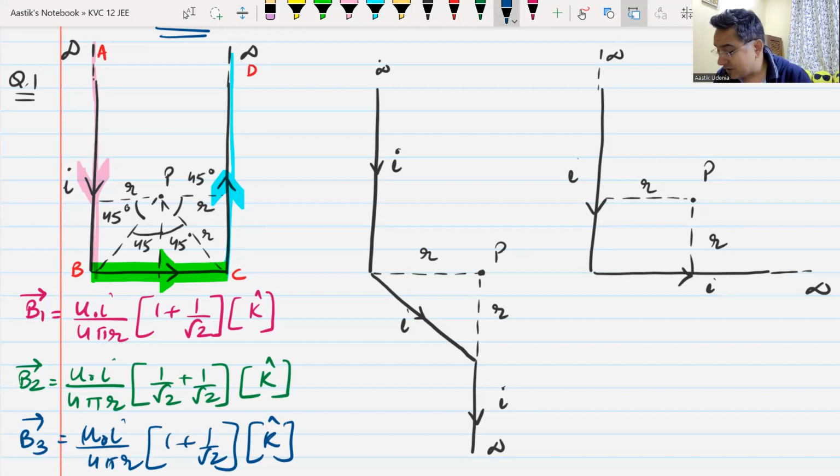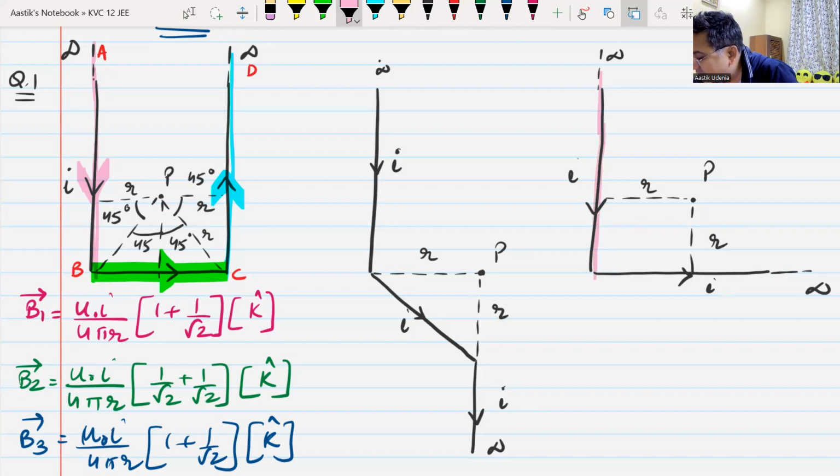So what is the net magnetic field? You will have to add up all these three fields and you will get your answer. Do we understand this? Everyone understands this? Okay. From here, let me move on to question number 3.